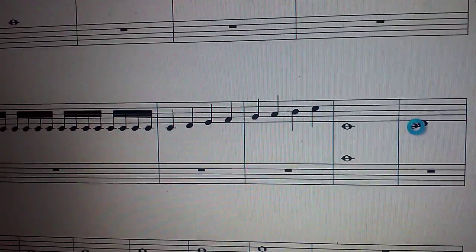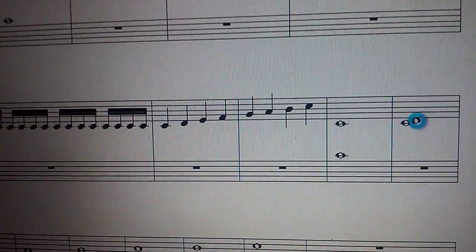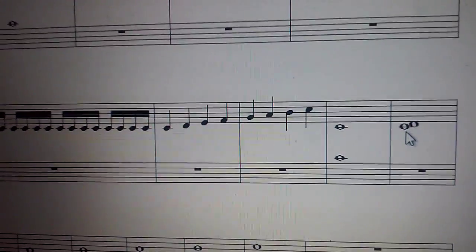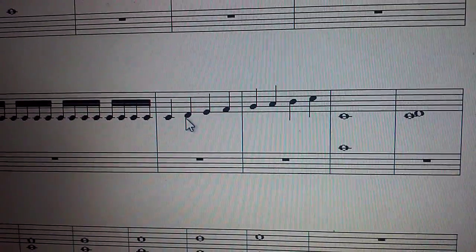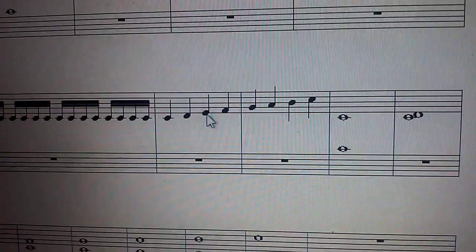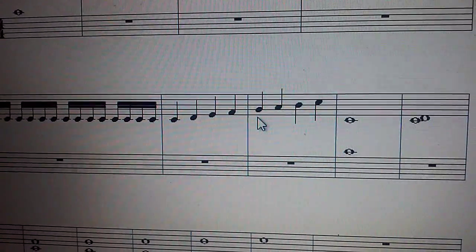A second interval is from a line to a space or a space to a line. Either one works, as long as they're directly adjacent to each other. C to D would be a second, so would D to E, E to F, F to G, and so on, as long as they're right next to each other.